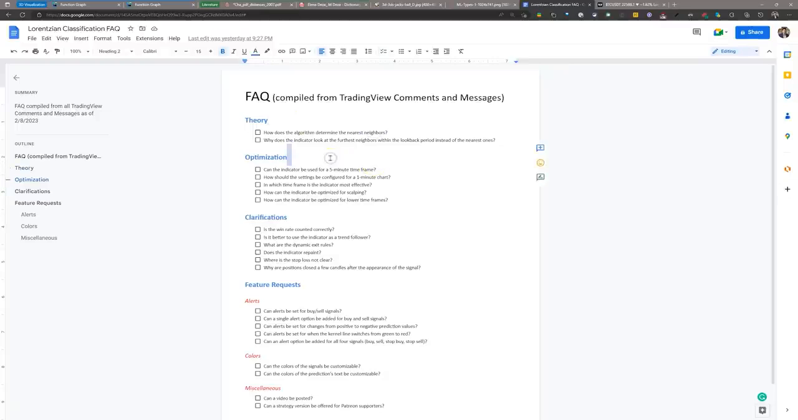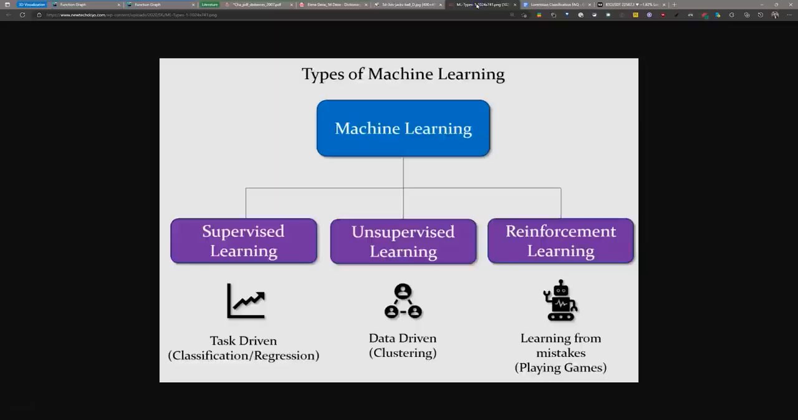Also, I'll be going through some basic optimization of this indicator, how to use it on lower time frames, for example, and also how to actually backtest it using the TradingView backtesting framework. So hopefully along the way, I'll also be able to address some of these clarifications. As always, I will segment out this video according to timestamp, so feel free to skip ahead if you're just interested in one of these sections.